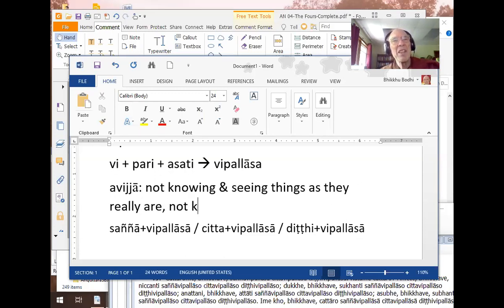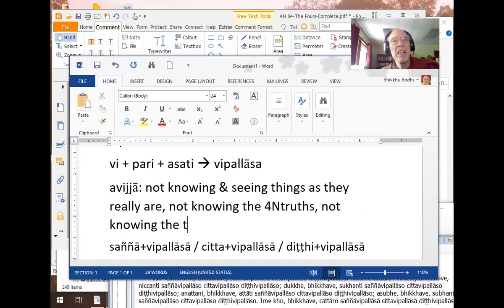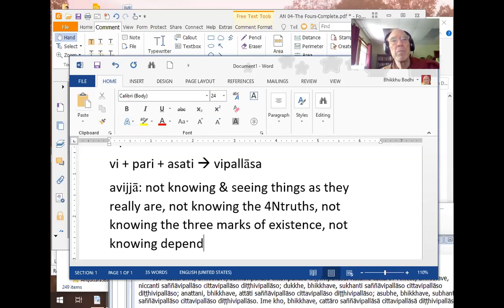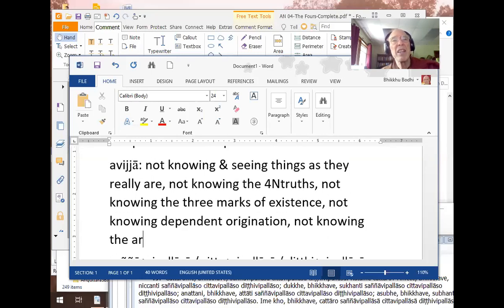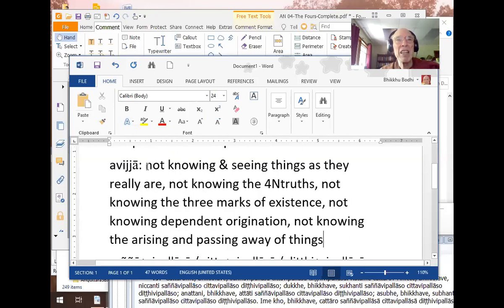And so not knowing the Four Noble Truths, not knowing the three marks of existence, not knowing dependent origination, not knowing the arising and passing away of things. So this is the way we usually find ignorance defined in the suttas, as a negation. The emphasis is always on this not knowing, not seeing.